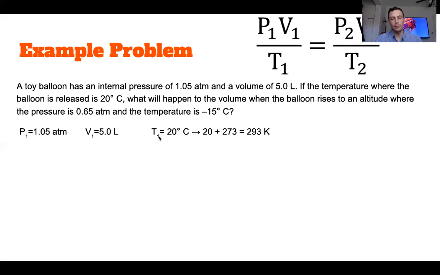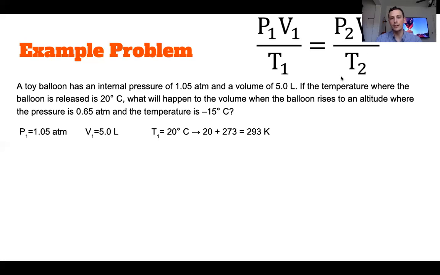Again, that would be our T1. However, as I've hopefully drilled into you by now, we should use Kelvin as our temperature unit for all of these problems. So in order to do that, we just take our 20 degrees, add 273, and we get 293 Kelvin as our T1 value here. So now we have all of our initial data, our initial pressure, volume, and temperature.